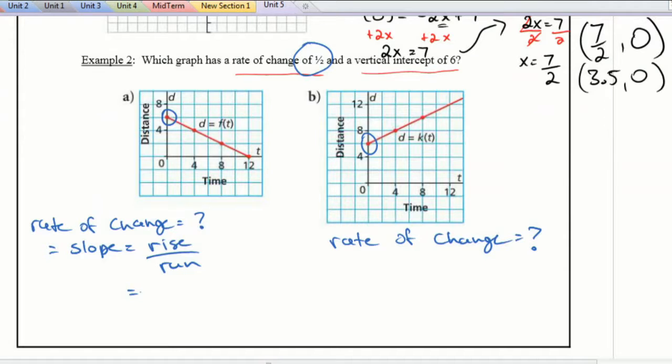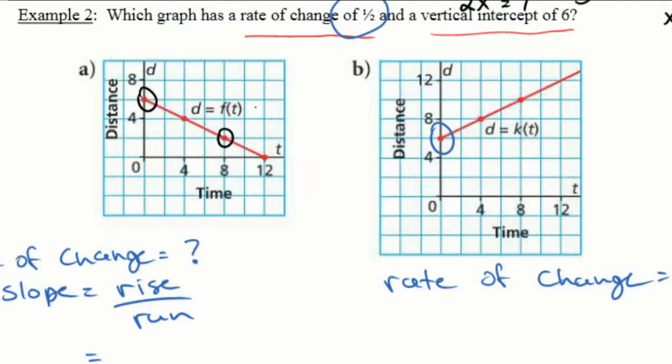So let's pick 2 points. I have some points indicated on the graph here already, so maybe let's pick this one and this one. So there's my 2 points. My rise. If I start here at this left point and I go to this point over here, am I going up to get there or am I going down? Well, it kind of looks like I'm starting here at 6 and then I'm going down to 2.